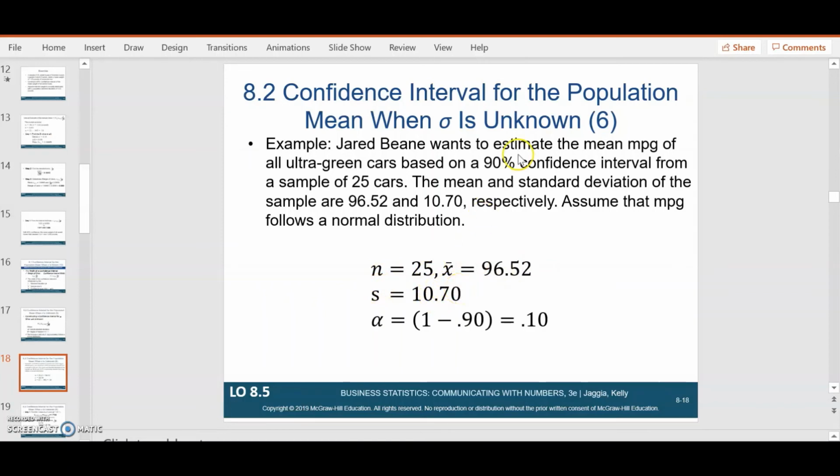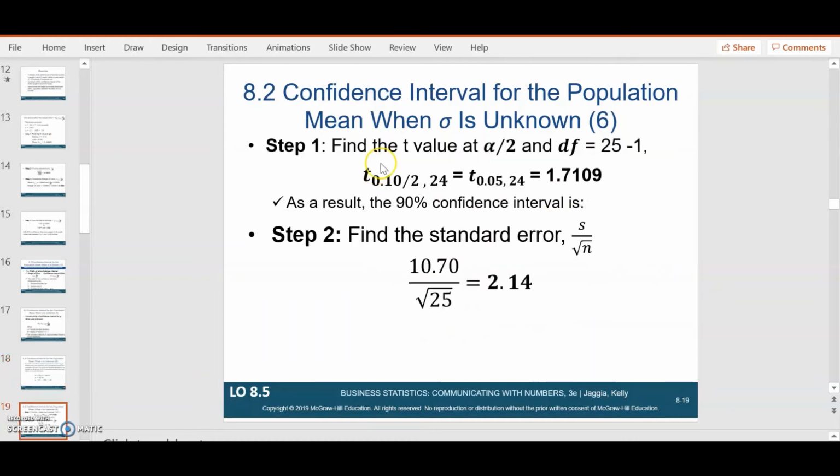And since the confidence interval is equal to 90%, we do know that the significance level in this case is equal to 10%. 1 minus 0.90 equals 0.10. So of course, a number of steps need to be taken in order to construct or to determine the confidence interval for the population mean.